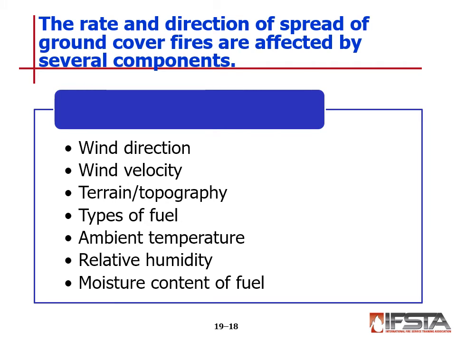All right, so again, just as a review, wind direction and velocity affect fire spread in ground cover fires. Types of fuel, the ambient temperature, relative humidity, and the moisture content of fuel, all of that is review. Those characteristics have a lot of impact on the rate and direction of ground fire spread.